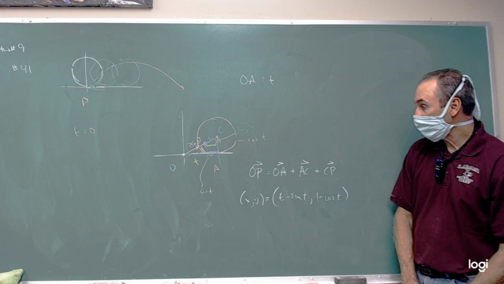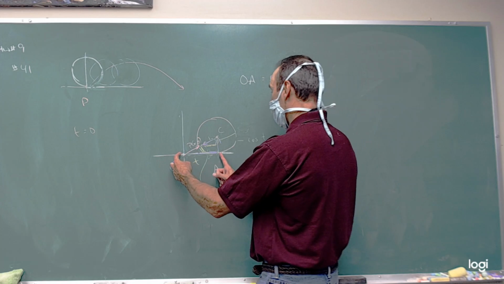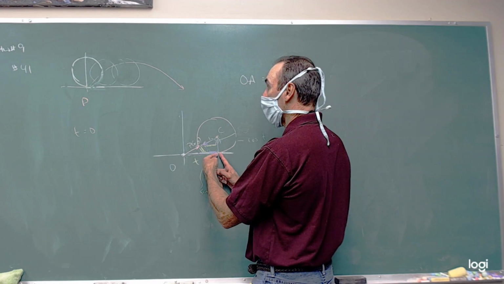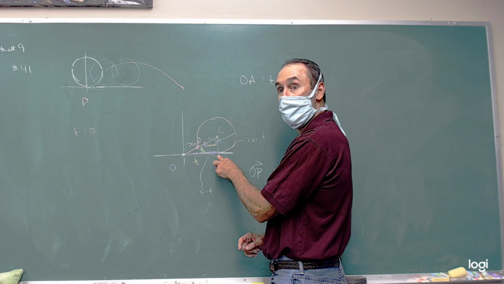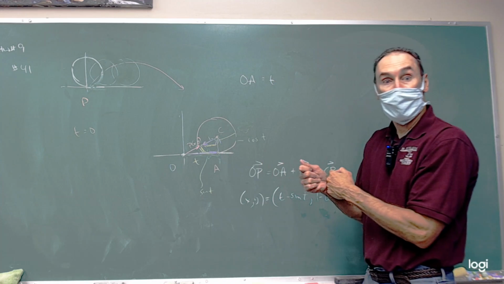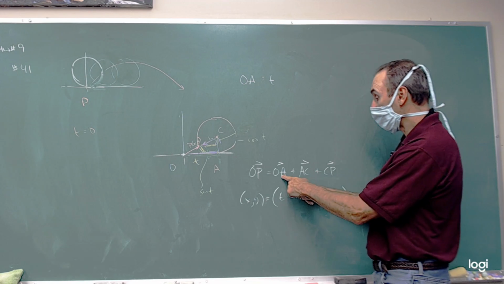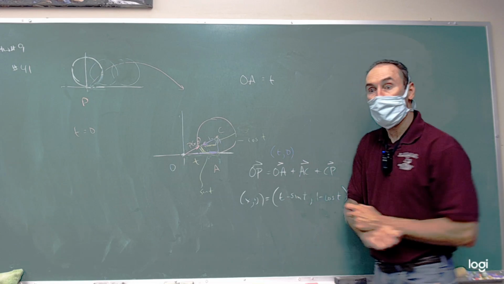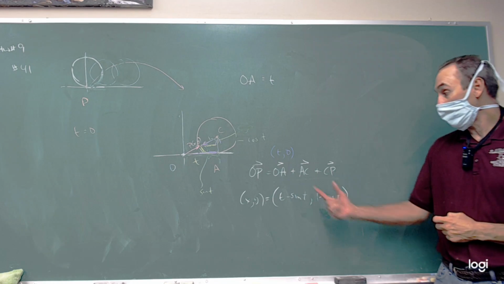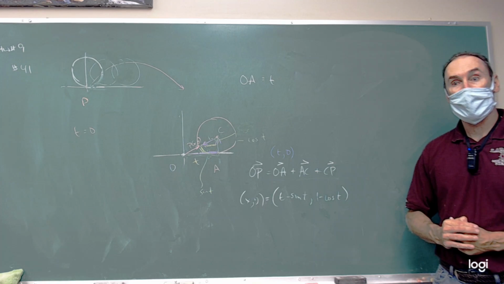So let's see. What does OA look like? OA is going to look like this right here. So it's everything going this direction. We said that's T right there in the X. And we're not going up and down at all, so it's going to be 0 in the Y. So this OA is going to be T comma 0. We're going to figure out what these vectors are and then add them together. And if all goes according to plan, that's where we're going to end up.